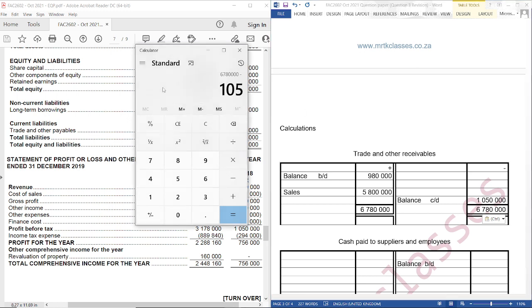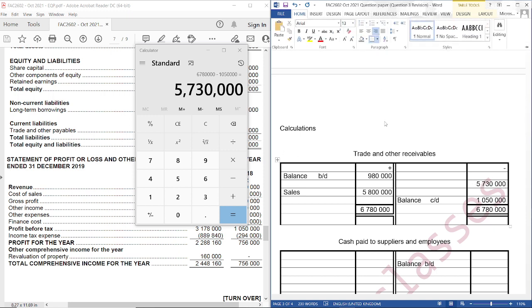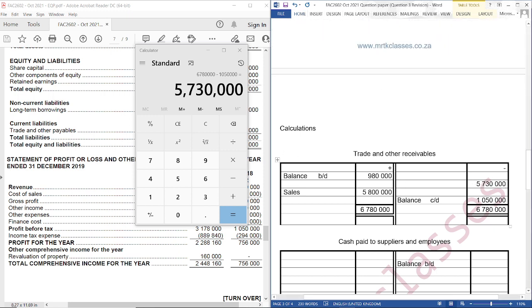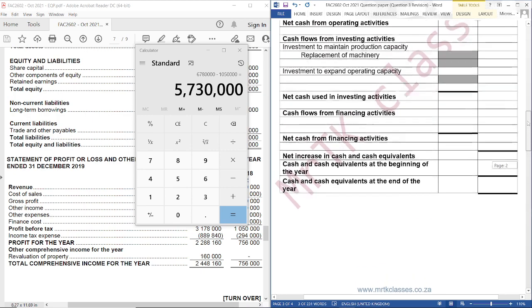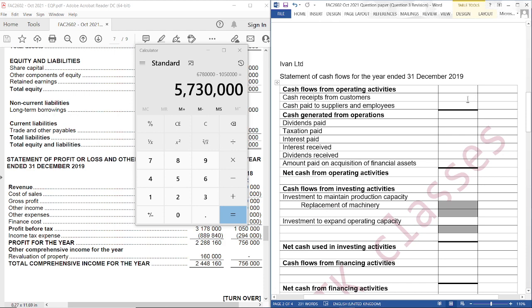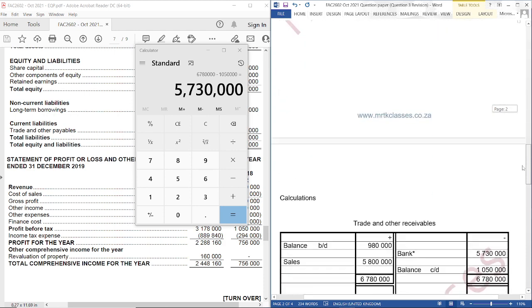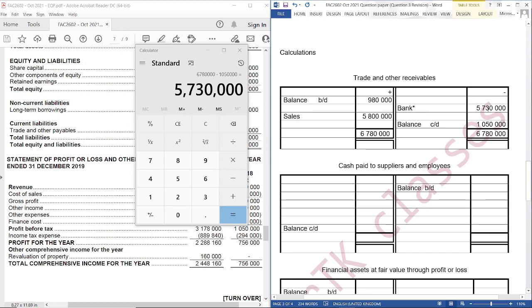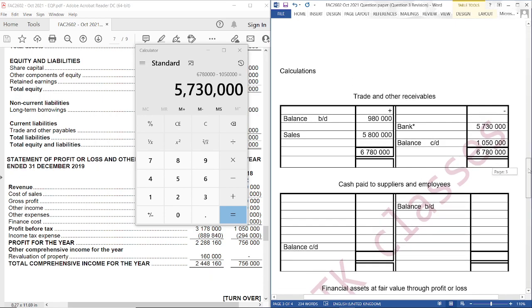Let us take that amount and bring it here. Subtract 1,050,000, which gives 5,730,000. So this is cash receipts from customers. This amount will be recorded on the debit side of our bank account.